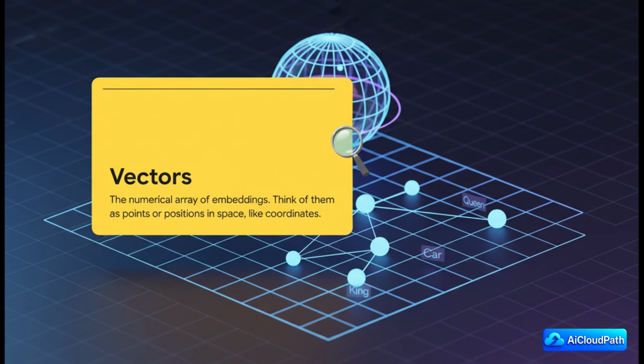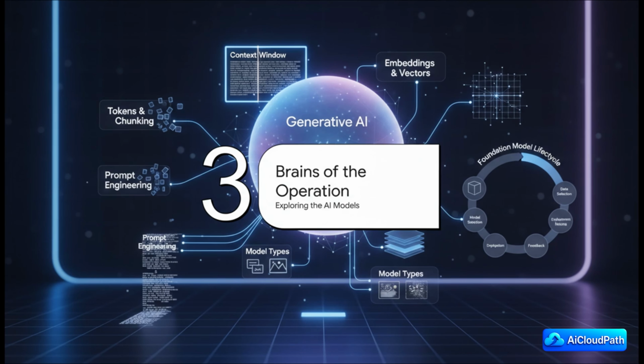And just like latitude and longitude can pinpoint a location on a map, a vector pinpoints a word's location on a giant, multidimensional map of meaning. And on this map, words with similar meanings like dog and puppy or king and queen are found right next to each other.